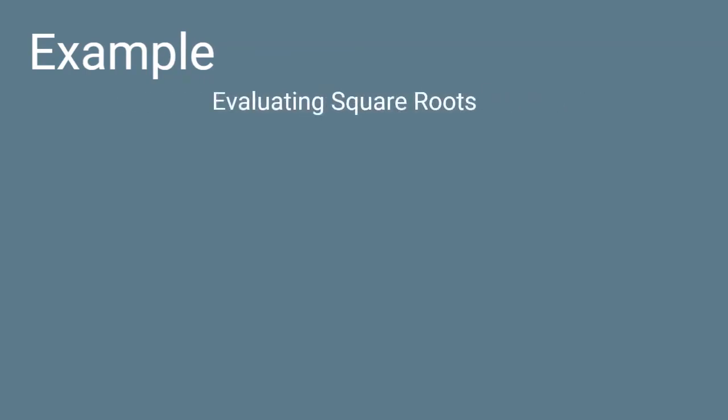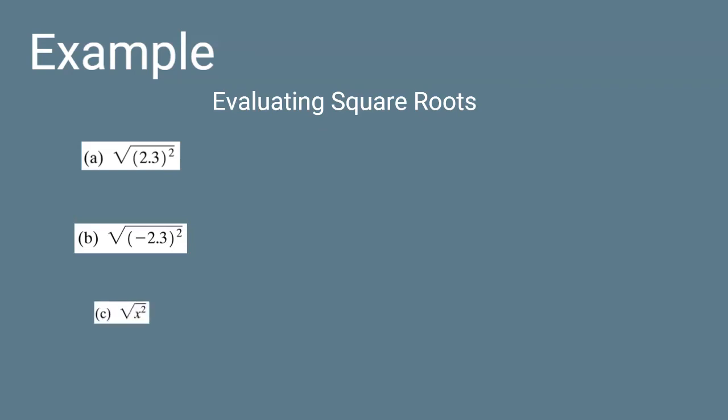And now our last example for this section, we're going to evaluate some square roots. We're going to look at 3 different ones. Let's look at the square root of 2.3 squared, the square root of negative 2.3 squared, and the square root of x squared. Looking at a, remember we said that whenever you take the square root, it's going to be the absolute value. So it's going to be equal to the absolute value of 2.3 or just positive 2.3.